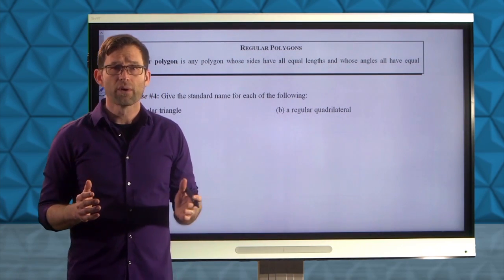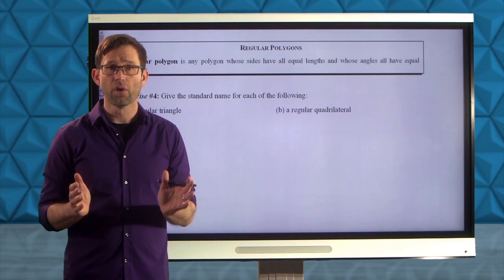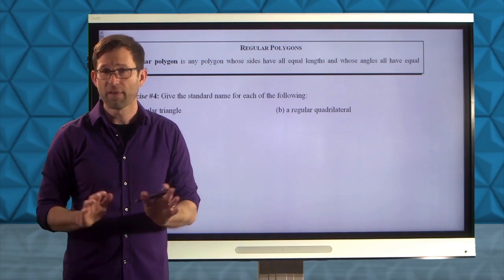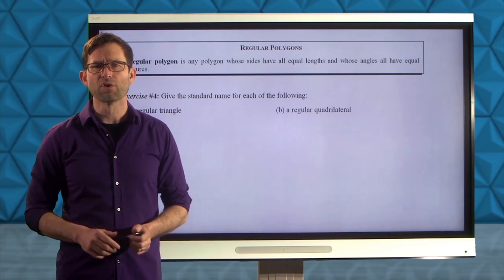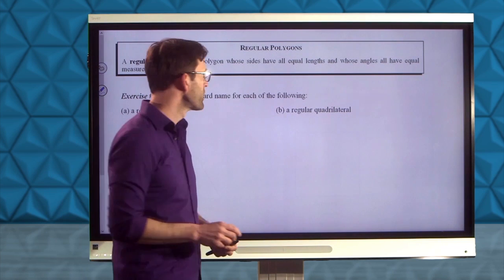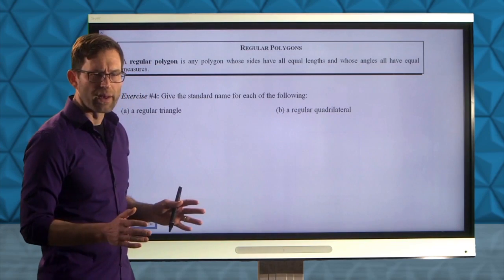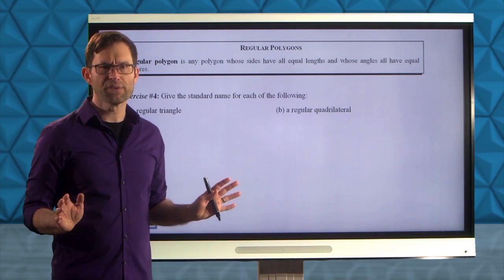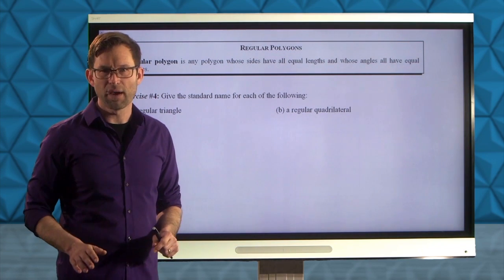Now, let's make sure you understand what a regular polygon is. A polygon is really any figure that's enclosed by straight line segments. That's it. The simplest of which are triangles. But let's take a look at the definition of a regular polygon. A regular polygon is any polygon whose sides have all equal lengths and whose angles have all equal measures. So a regular polygon is one where all the side lengths are the same length, and all the angles have the same measure.